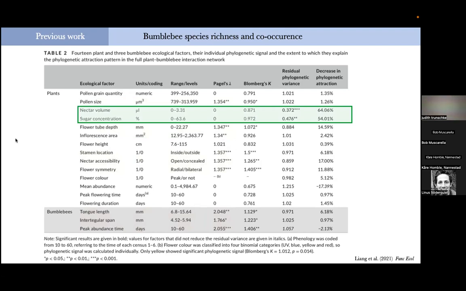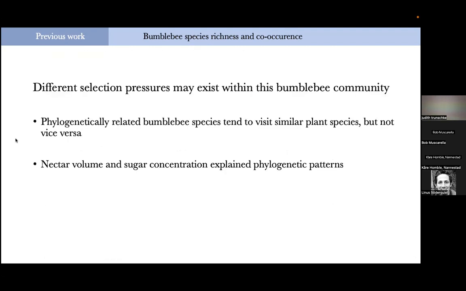But what is important is the nectar volume and the sugar concentration, because they explain variation in the visitation patterns of bees to plants that cannot be explained by this phylogenetic signal. So they explain, as an ecological factor, bumblebee visitation patterns. And so in conclusion, we could see that there are different selection pressures, and both phylogeny and functional traits play a role.